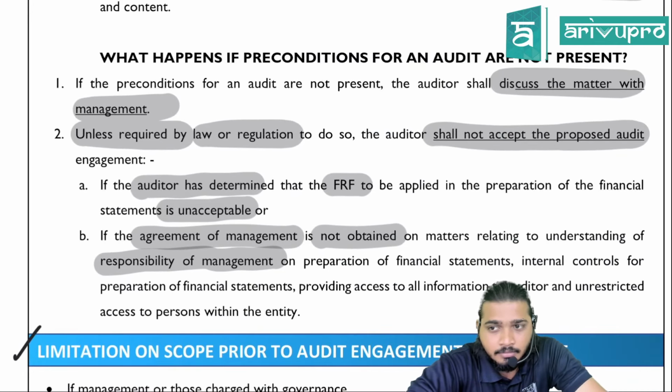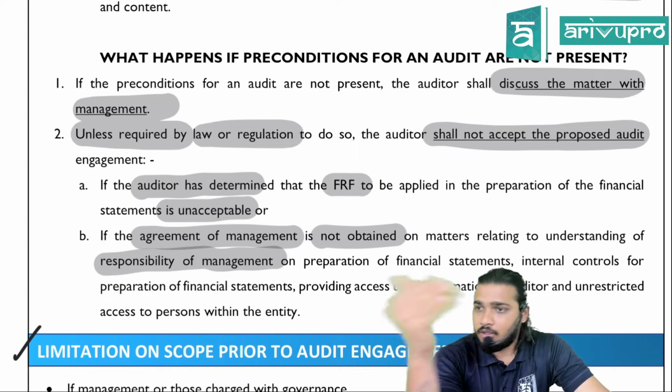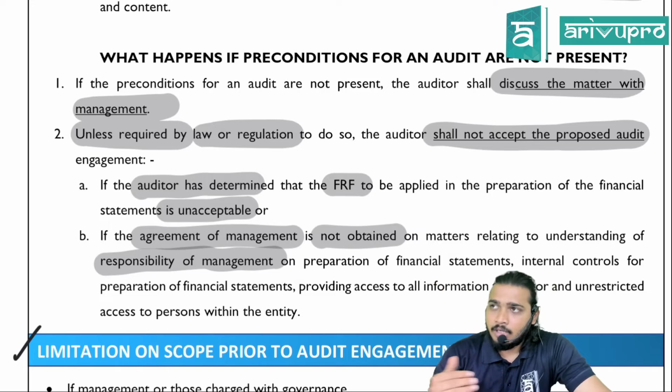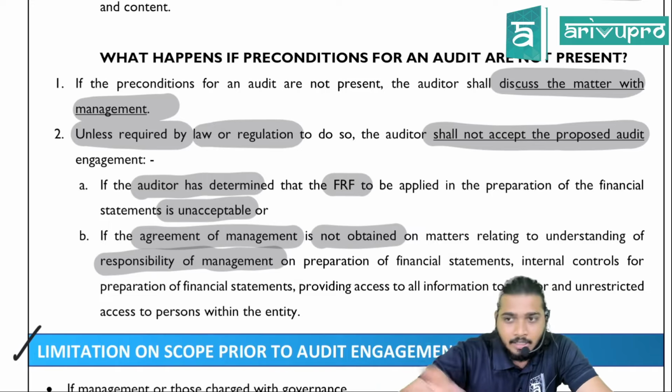The auditor has determined the effort will be applied unacceptable. Before accepting, how do you get access to the FRF? You will know. See, if a client comes, imagine you are my client. Now, when you come to me, you will tell me, sir, I have one entity, will you audit that? I will directly tell yes.